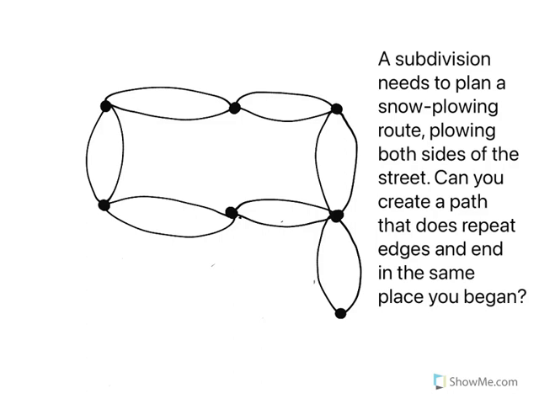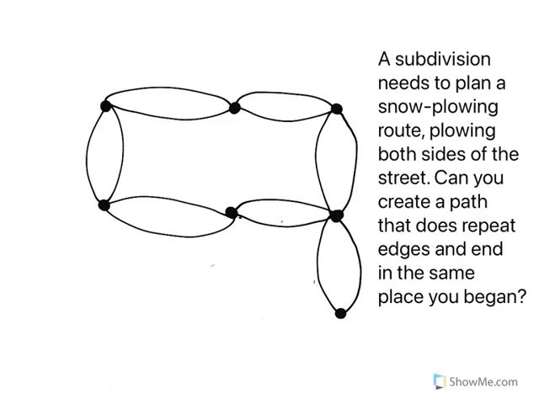Now let's pretend we're in a subdivision. This happens, right? It's winter time here where I live. So a subdivision needs to plan a snow plowing route, plowing both sides of the street. Can you create a path that does not repeat edges and ends in the same place you began? Right, so thinking about a snow plow. If we start in one spot, we want to plow both sides of the street and then move on.